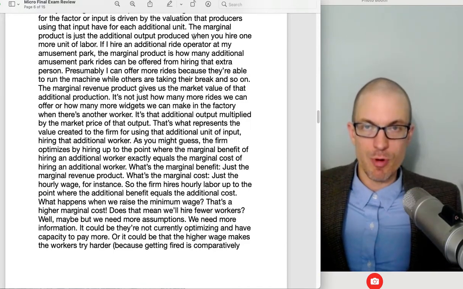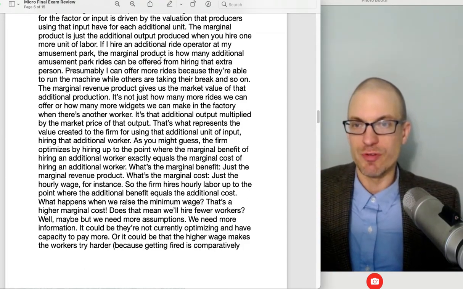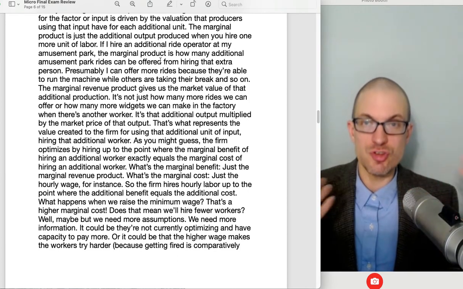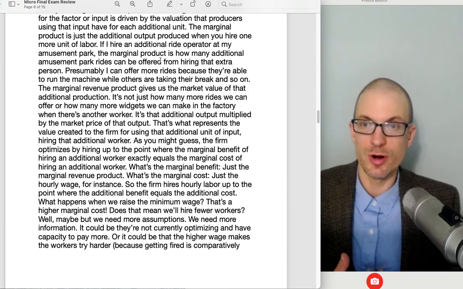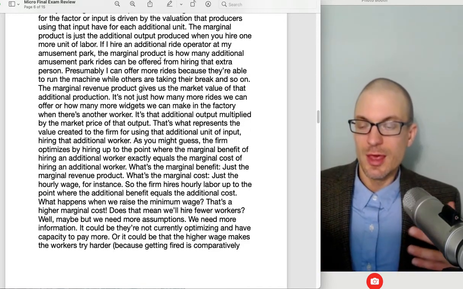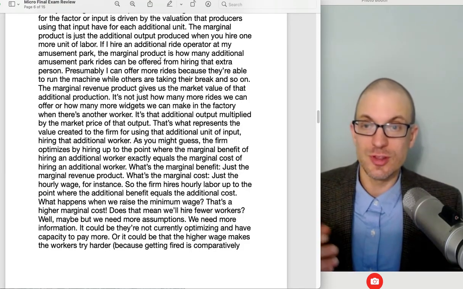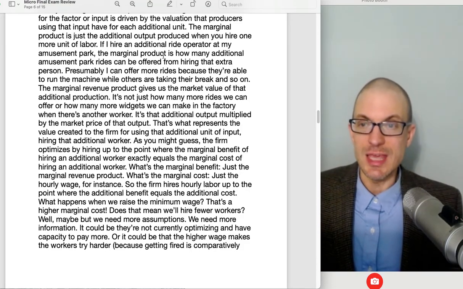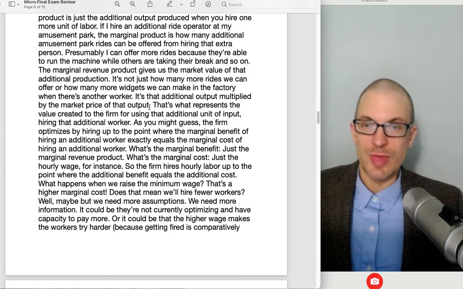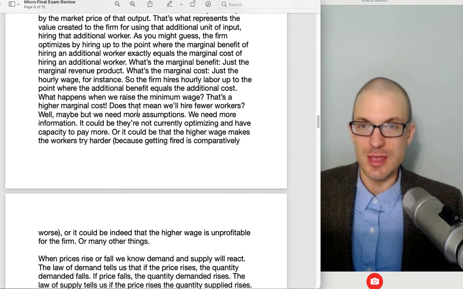Presumably, they're able to give a break to the other people working, keep the machine running, and more rides are given in the day or whatever. So that's the marginal product. How many additional rides do I get from hiring one more worker? But we don't just care about the actual output or the productivity, we care what it's worth. And so for this, we need to multiply the marginal product by the market price in the output market, and that gives us the marginal revenue product. That's the market value of the additional production. So that's what represents the value created to the firm for using that additional unit of input.